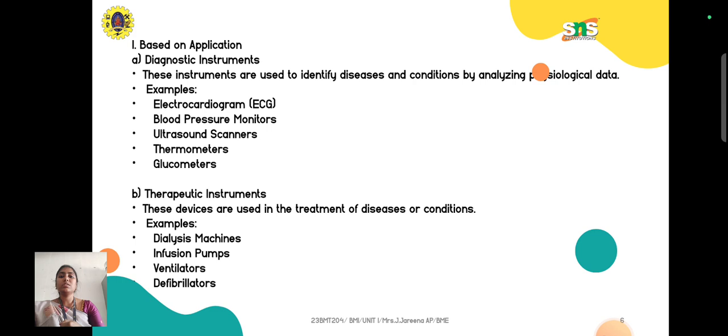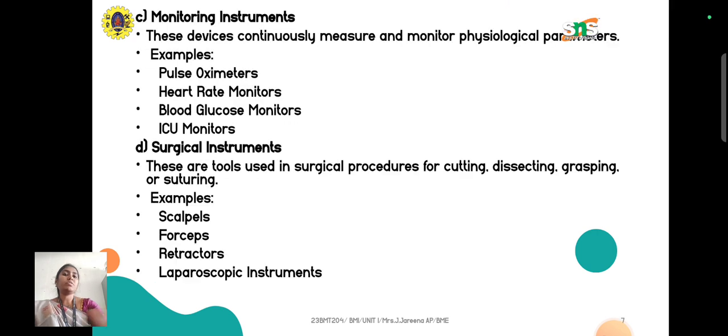Examples for this category could be ECG, blood pressure monitors, ultrasound scanners, thermometers, and glucometers. Next, the therapeutic instruments: equipment, device or apparatus meant to treat any disease or condition. Examples are dialysis machine, infusion pumps, ventilators, and defibrillators. I have given just a few examples, but it's not restricted to these. We have plenty of therapeutic equipment and plenty of diagnostic instruments.